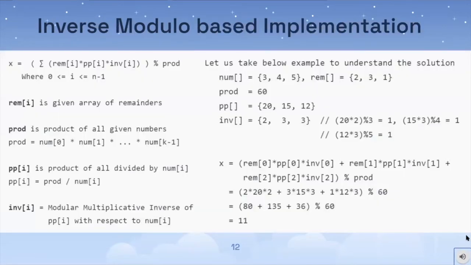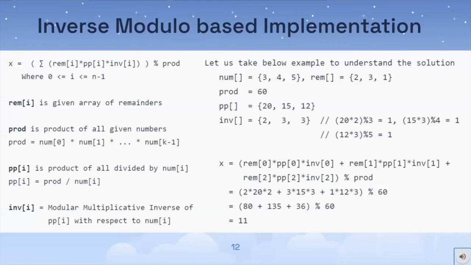The second Java implementation is called the inverse modulo-based implementation, which is a more effective way. At the upper left corner of the picture, here's a formula which will be used to calculate the x we want. And we will set 4 arrays. The first one is the remainder array, which is the given array of remainders. The second one, prod, is the product of all given numbers. So in the example shown on the right, prod equals 60, which comes from 3 times 4 times 5.